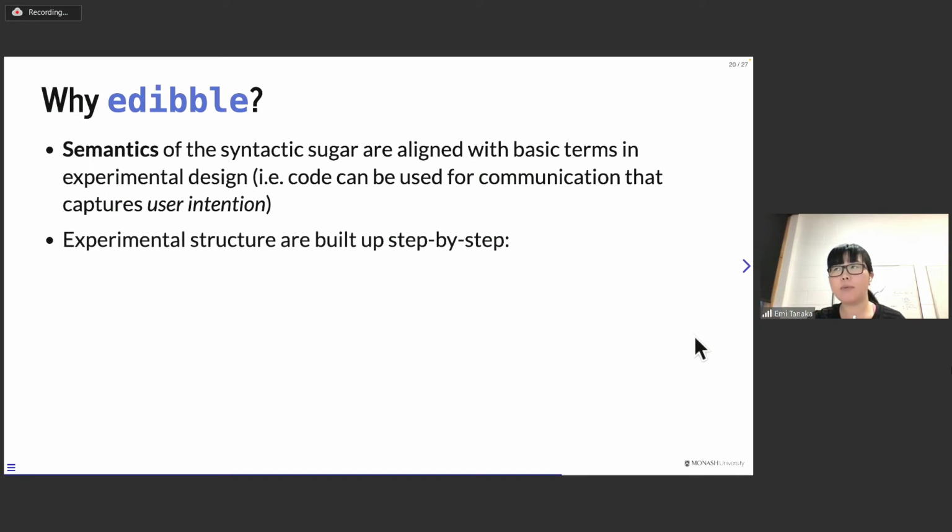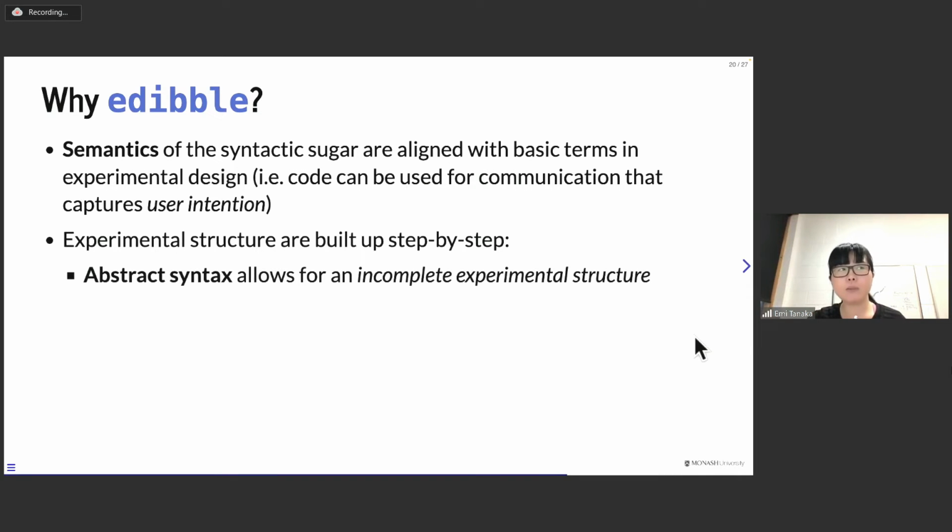Experimental structure is built step by step. So you've got the abstract syntax that allows for incomplete experimental structure. And this is part of the innovation, I thought, is that a lot of times when you try to create an experimental design and you face the software, it seems like you can't have an incomplete understanding of the current structure. You have to have a complete set. You need to know exactly how many replicates you're going to have, what set of treatments you have, and so forth. So the part about this in the edible is that it's delineated. So you can do it step by step.